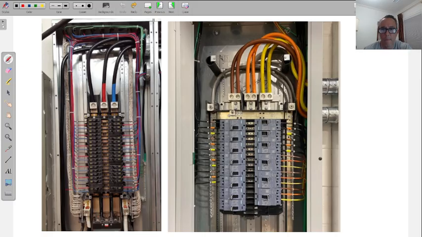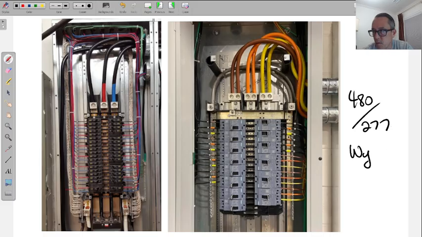So the one on the right is what? This is 480/277. A Y system too? And Y as well. Yep, they're both Y. And again, we know it because of the neutral, because the ungrounded delta would not have a neutral. And then the high leg and corner grounded are low voltage systems. They're not the 480/277 or 480/240. The only 480 delta is 480/240, and it doesn't have a neutral.